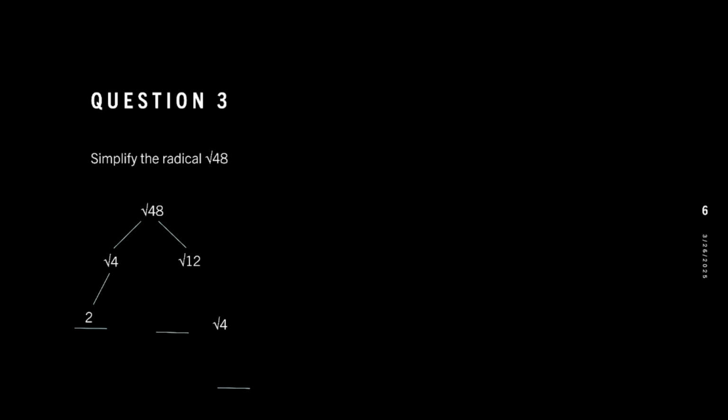So what you can do is you can do 6 times 2, or you can just do 3 times 4, because 4 is a perfect number. So we have square root of 3 and square root of 4. We could break down that square root of 4 even more. In this case, we get 2.